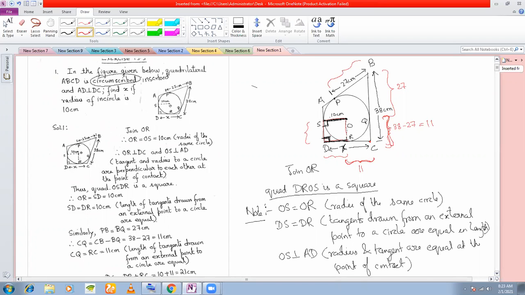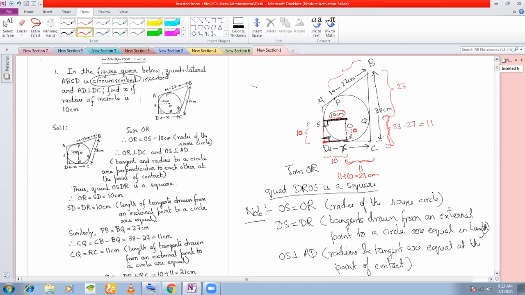Once we have got this as 11, now this length is 10 centimeters. So this length must also be 10 centimeters because of the radii of the circle, and because this is a square. And if this length is 10 centimeters, this length must also be 10 centimeters because the tangent is drawn from the point D, and the lengths of tangents drawn to the circle must be equal. So what is this length total? This is 11 plus 10, the sum of the two lengths, 21 centimeters.